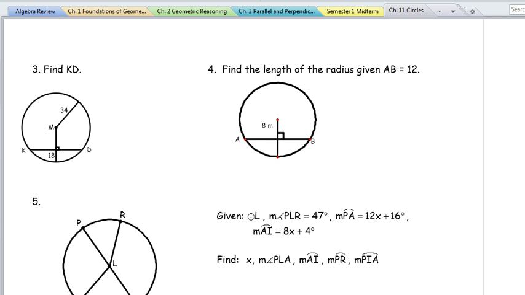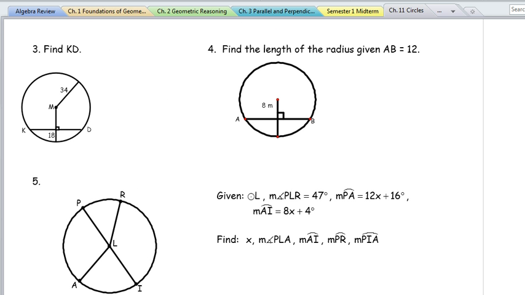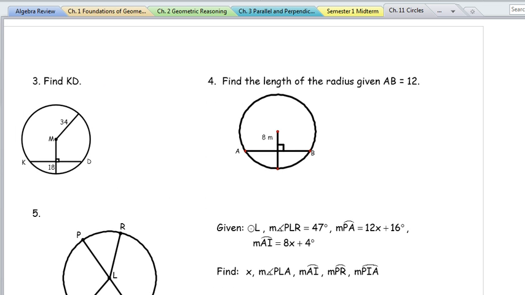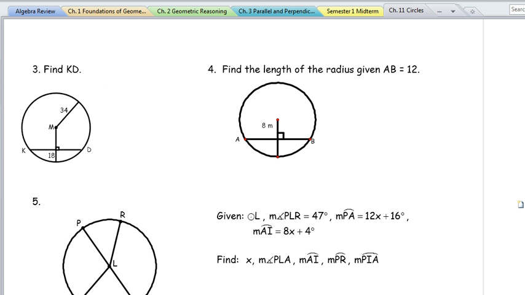Let's see, maybe we'll do one or two more. Find KD, not Kevin Durant. So we're going to go ahead and mark whatever we want to find. We want to find that whole thing, x. We can only do that by finding half of it first. So we're going to call maybe this y. You can work either spot you want.